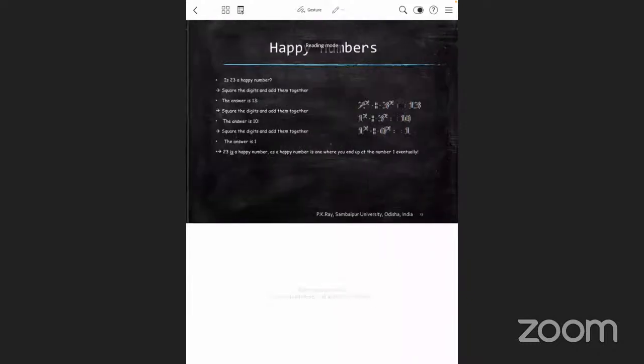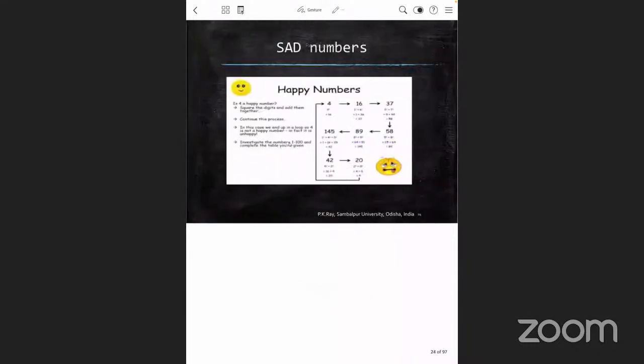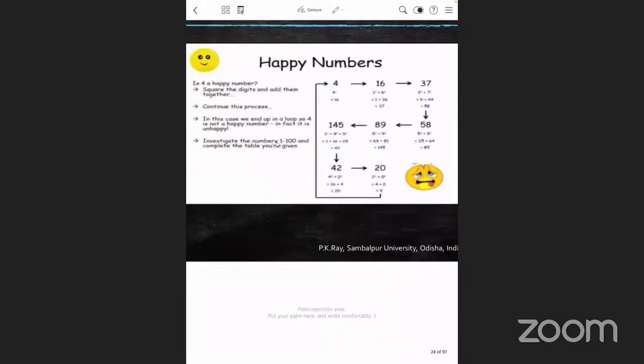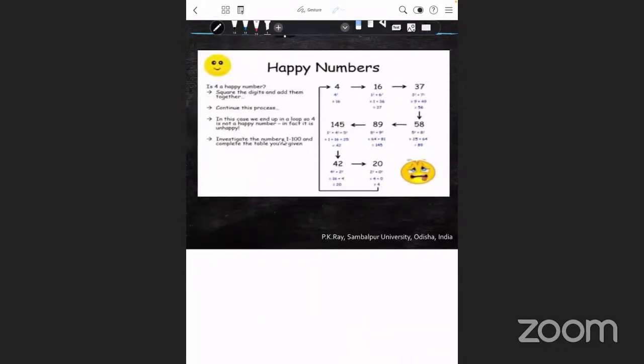Suppose the number 4. Is this number 4 a happy number or an unhappy number? Let us verify. See the arrow mark. 4 is represented as 4 square. 4 square is 16. Then that process is repeated. 16 means 1 square plus 6 square gives us 37. 37, arrow mark again, 3 square plus 7 square is 58. 5 square plus 8 square is 89.